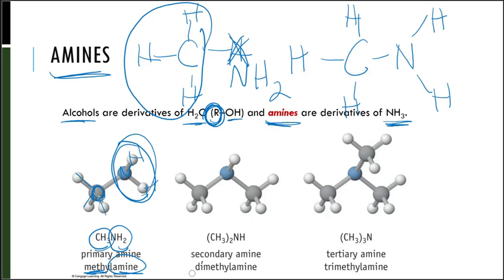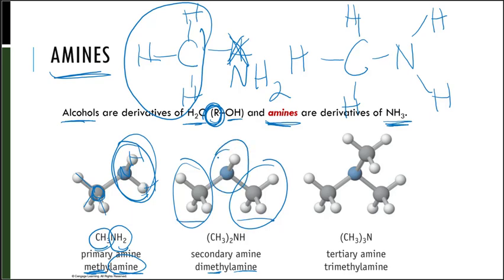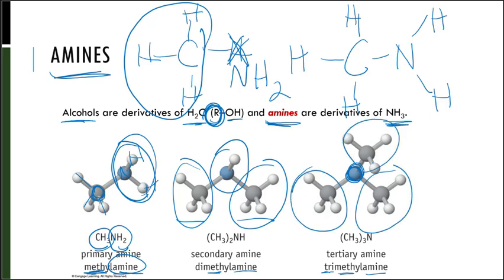We can also have a dimethylamine. So I have a methyl and a methyl, so dimethyl with an amine group coming off of that. We can also have a trimethylamine. Notice off of my nitrogen, I can have a first, a second, a third methyl, so trimethylamine.